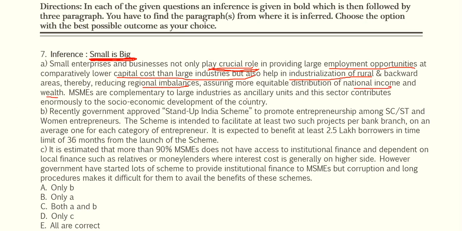Assuring more equitable distribution of national income and wealth. MSMEs are complementary to large industries as ancillary units, and this sector contributes enormously to the socio-economic development of the country. See, do you know the meaning of ancillary? Ancillary here is an adjective. It means providing necessary support, fine, to the primary activities of an organization. So MSMEs are providing primary support. And small enterprises, businesses are providing primary support and employment opportunities. They are also helping in industrialization of rural as well as backward areas.